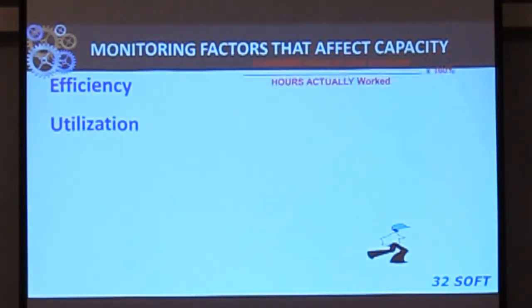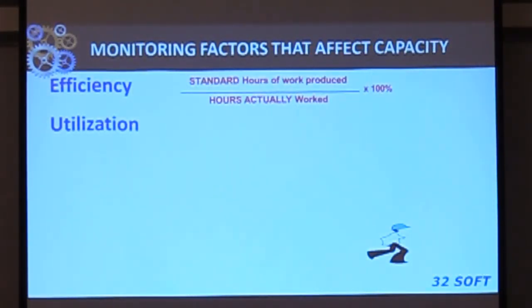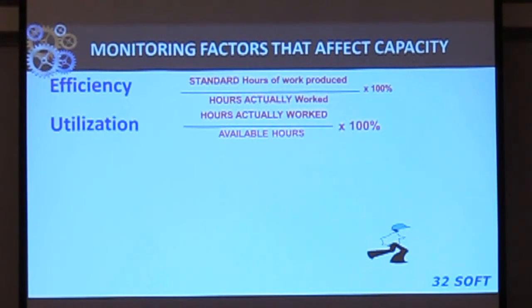Efficiency and utilization. Efficiency and utilization monitor the factors that affect capacity. Efficiency is basically the standard hours of product produced. So if you produce one thing and it takes 1/10 of an hour, you've earned 1/10 of an hour of standard hours earned, divided by the actual hours worked. So this shows you how efficient that work center is at getting things done.